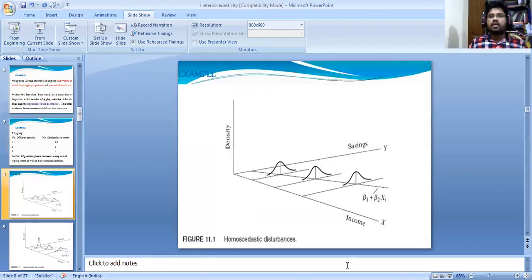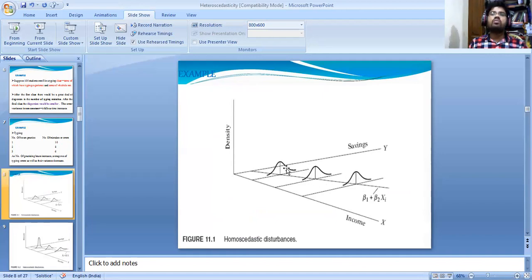See, when you plot, this is the actual value, this is the estimated value. When there's a difference between the actual value and the estimated value, and you plot a normal distribution curve on a particular graph, if the normal distribution is the same for all the observations, that is, the variance of the error term is the same for all the observations.